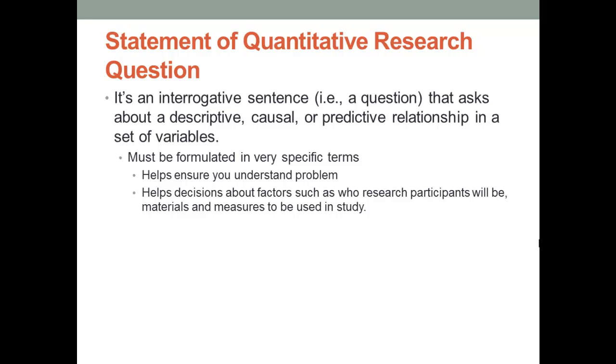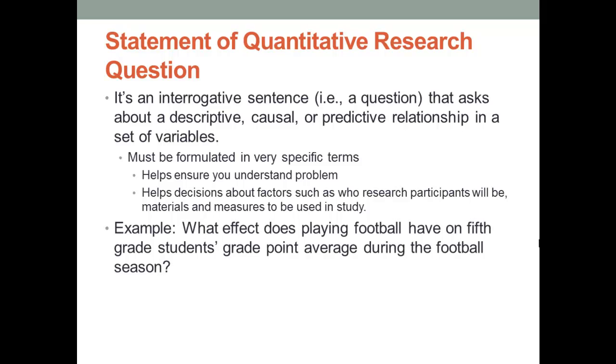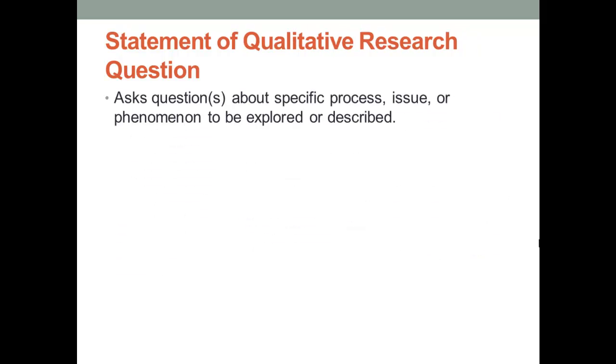In quantitative research, a research question typically asks about a relationship that may exist between or among two or more variables. It should identify the variables being investigated and specify the type of relationship, that is, descriptive, predictive, or causal, to be investigated. For example, what effect does playing football have on students' overall grade point average during the football season? The authors include scripts for writing quantitative research questions in Table 3.5, and they can be very helpful if this is your first time writing a research proposal.